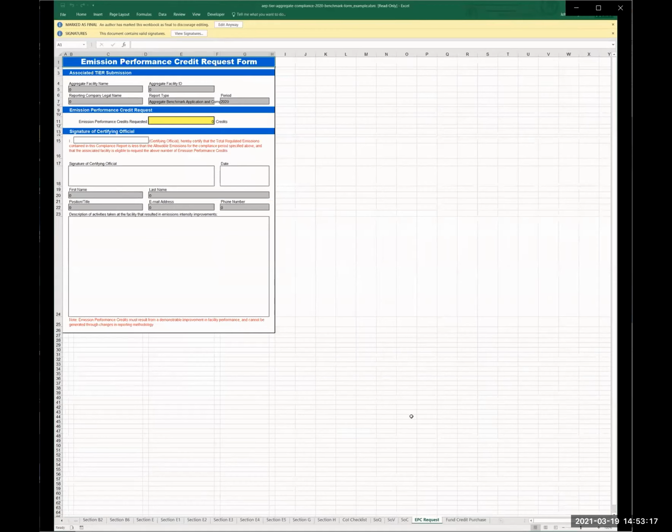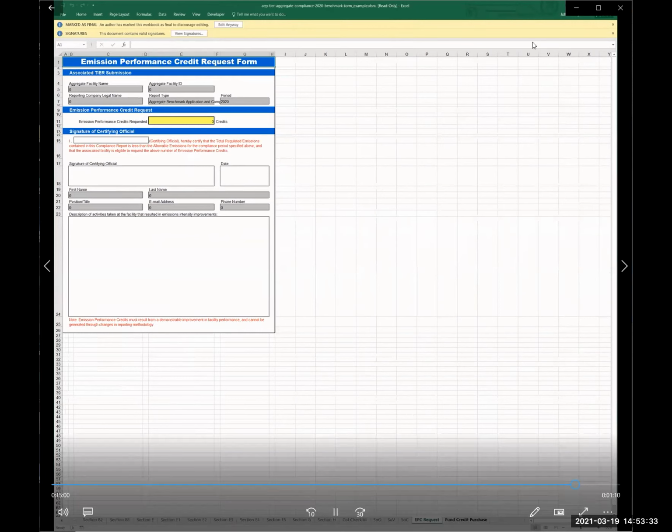If the facility is requesting emissions performance credits as a result of their annual compliance filing, the emissions performance request sheet needs to be completed and signed. Please outline the activities or changes in practice that have led to intensity improvements at the facility.